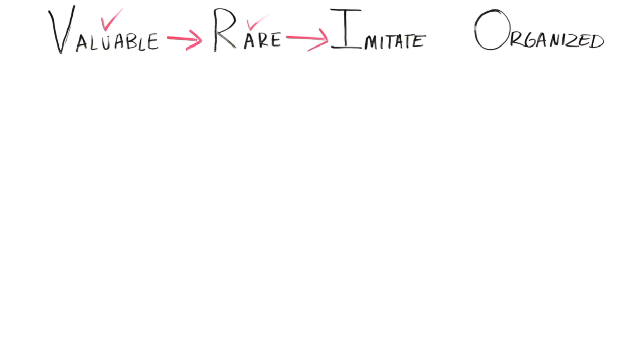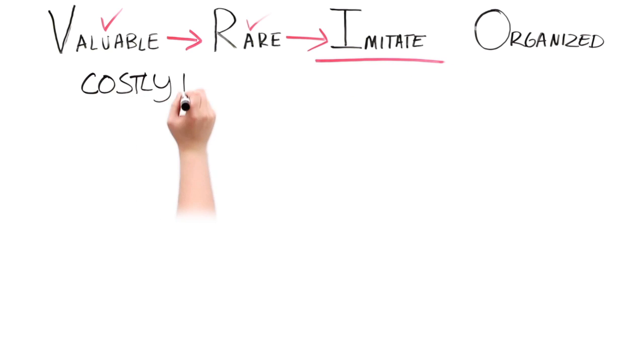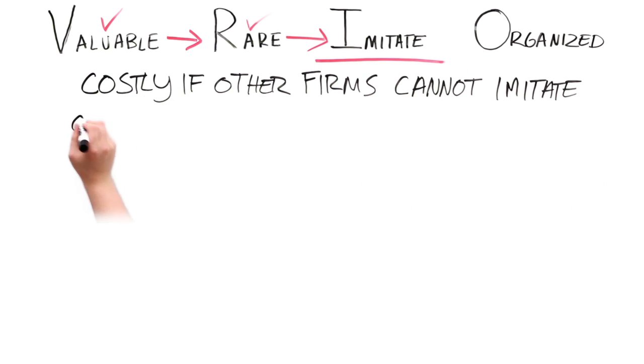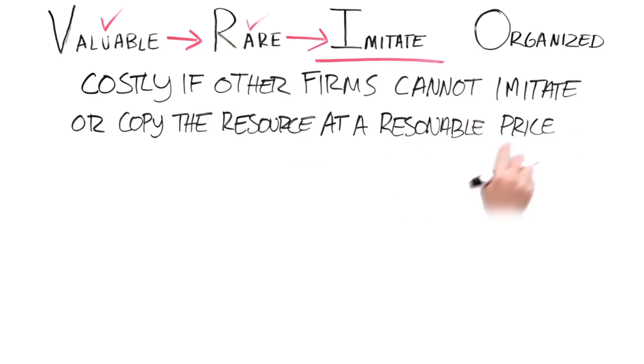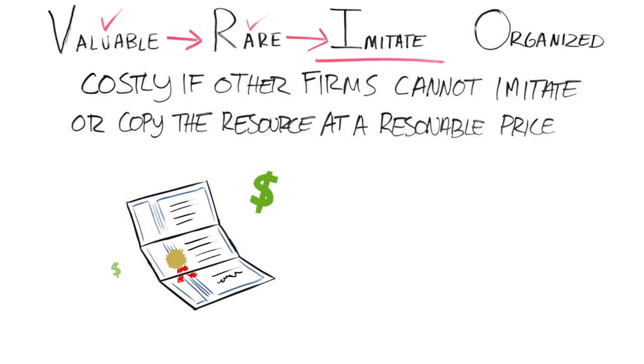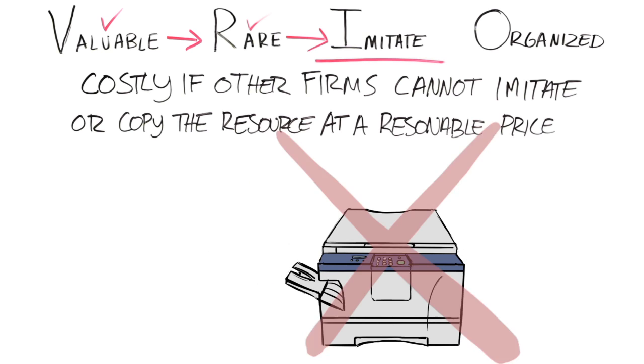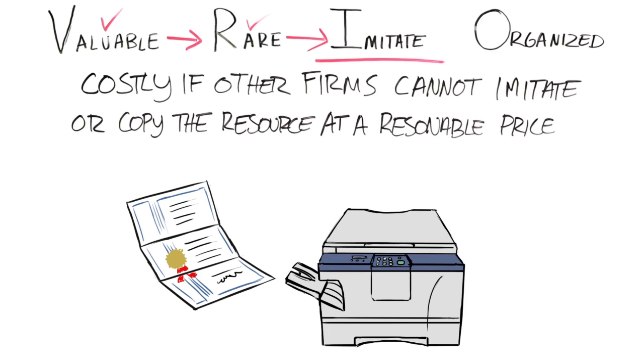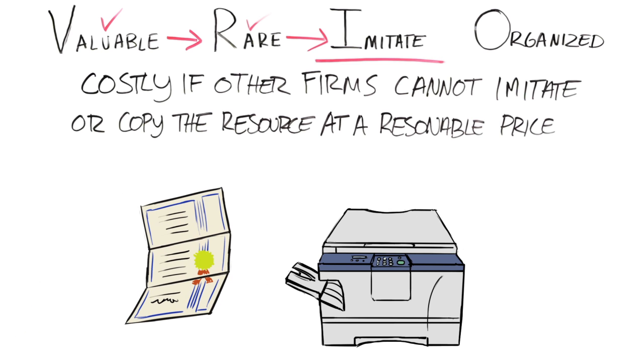Third, is this resource or capability costly to imitate? It is costly to imitate if other firms cannot imitate or copy the resource at a reasonable price. If it is not costly to imitate, then it can only lead to a temporary advantage. Drug patents tend to be very costly and practically impossible to imitate, but some resources can be replicated easily. For example, software and manufactured goods companies often invent around or reverse engineer patents.